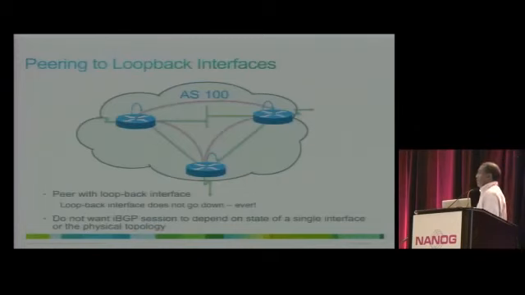Very important for iBGP peering is to peer using loopback addresses instead of physical interface IP addresses, because the physical IP address will disappear if the corresponding port or link goes down. On the other hand, the loopback IP address never goes down as long as the router is up. So it's important to configure a loopback address and use the loopback address for iBGP peering. Okay. Any questions so far on basics?